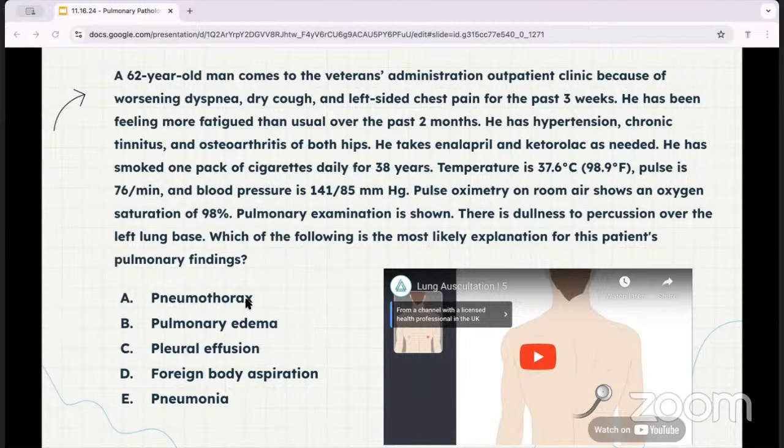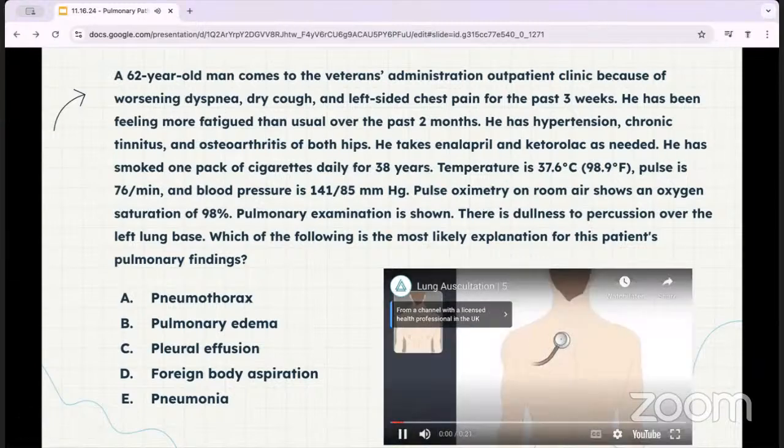Temperature 90.9 degrees Fahrenheit, pulse 78, blood pressure 141 over 85 millimeters of mercury. Pulse ox under room air shows O2 saturation of 98%. The pulmonary examination is shown. We'll listen to it when I finish reading the rest of the question. There is dullness to percussion over the left lung base. Which of the following is the most likely explanation for this patient's pulmonary findings? So let's listen to the lung auscultation here.